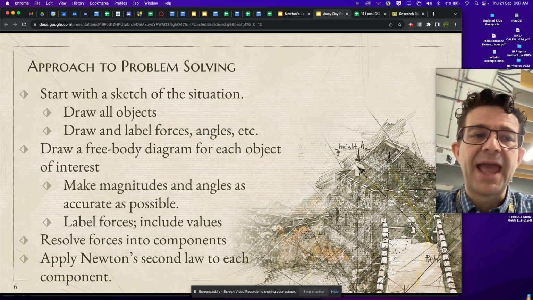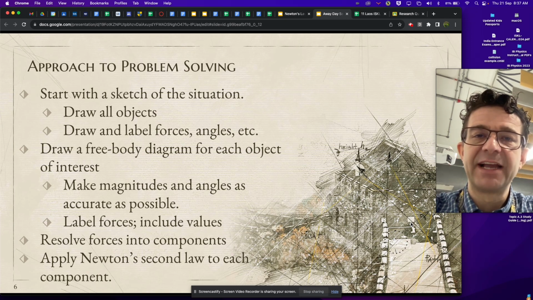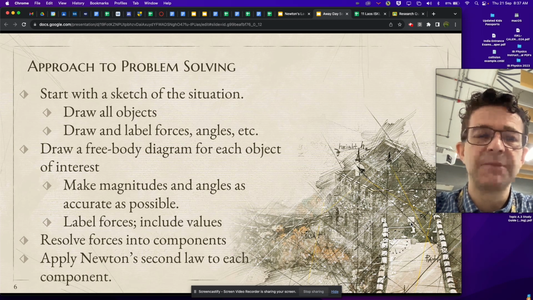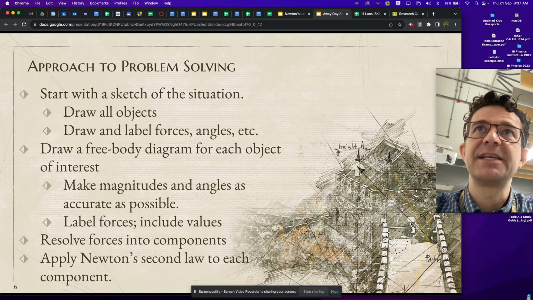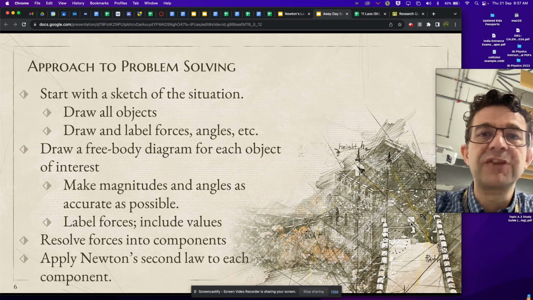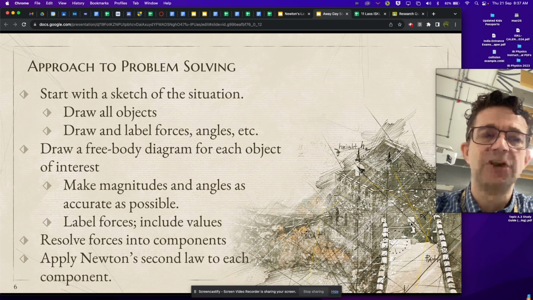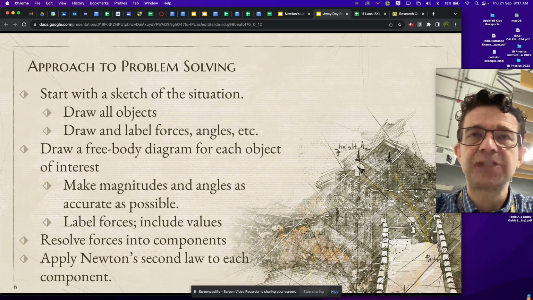And when we make our free body diagram for that one object, we'll want to try to make the magnitudes and angles as accurate as possible, or at least estimate them, so that the picture is as helpful as it can be. We'll make it large so that we have space on the paper to make some annotations. And we'll label the forces, including values, if possible. Next, we'll resolve forces into components. And finally, we'll apply Newton's second law along each direction.